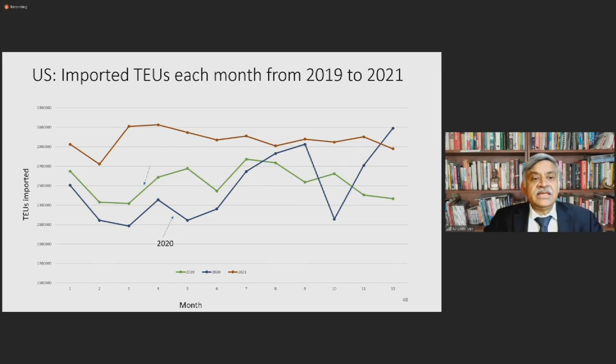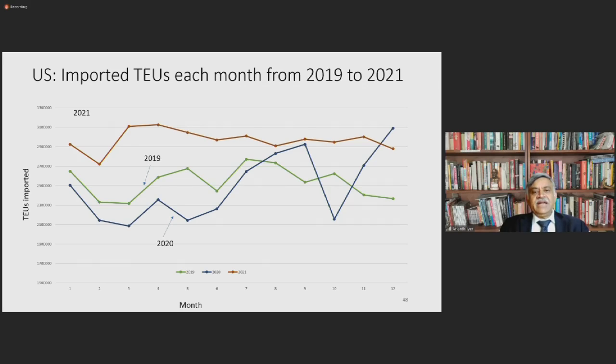The y-axis is the 20-foot equivalent units, which you can think of as a standardized measure of a container. So a 40-foot container would be 2 TEUs. The numbers look pretty small, but in effect, those numbers are in the millions, so I've written down the full number.